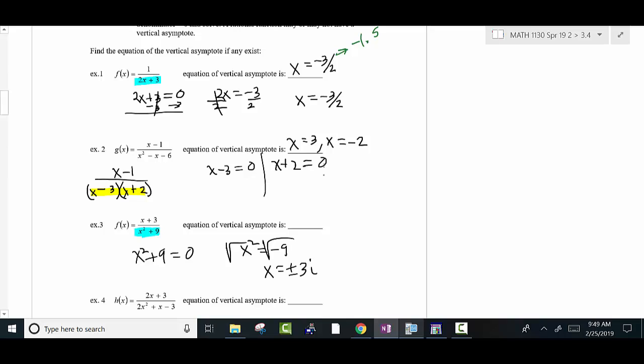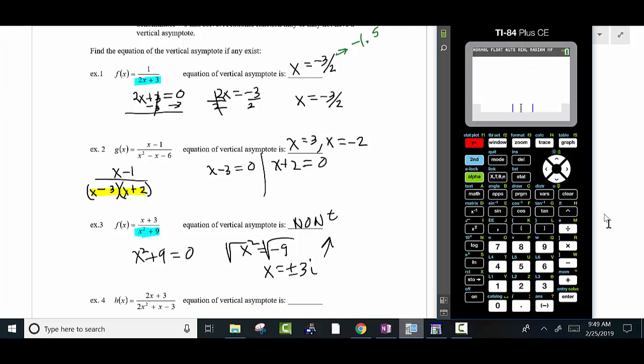There are none, exactly, okay? That's because it's imaginary. So if you actually put this in your calculator, you're not going to see any asymptotes on this. I'm going to put this in here real quick just to show you what I mean. Again, the bottom doesn't factor. So if you did x plus 3, and then x squared plus 9, in the standard window, you're not going to see any asymptote popping up. You'll just kind of see something going like that. So there isn't an asymptote because there's no real number that makes the denominator 0.